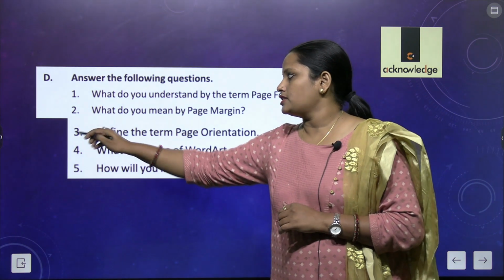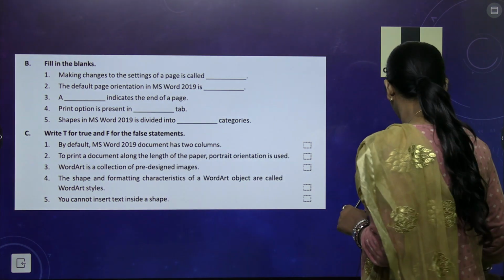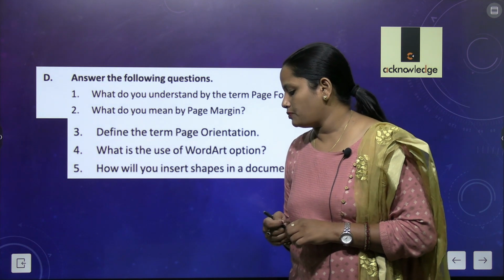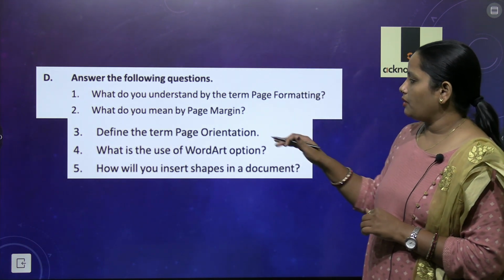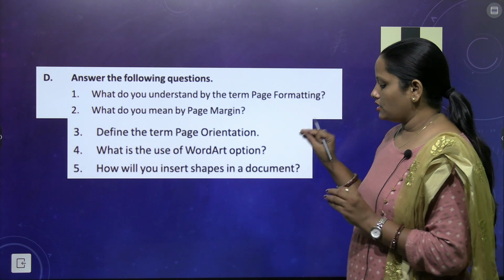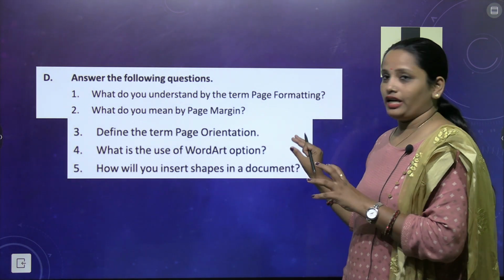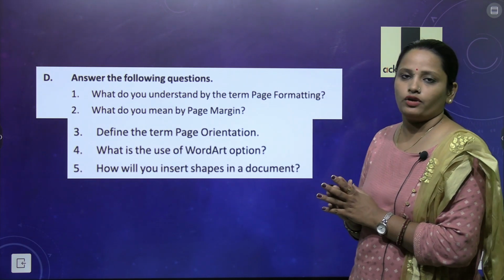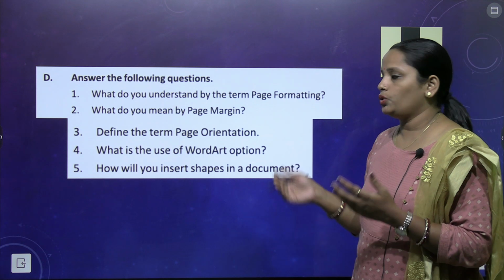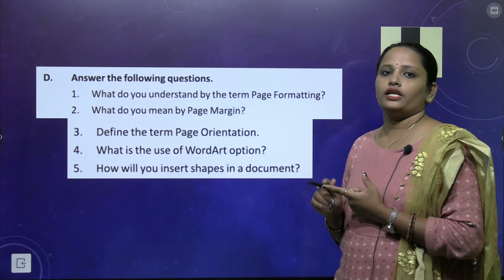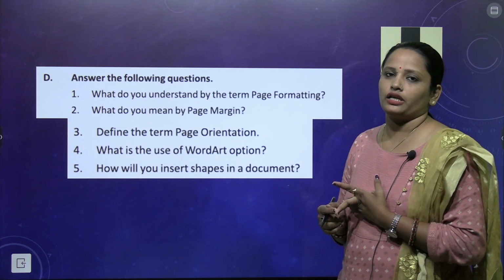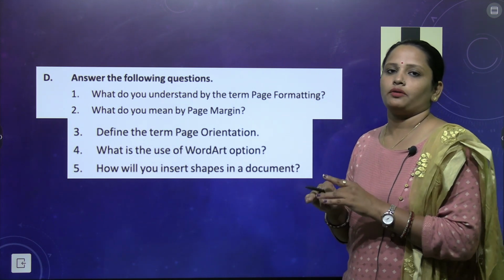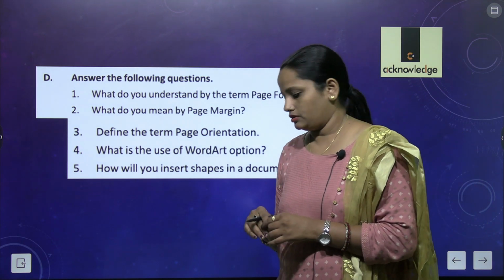Third question says, define the term page orientation. What is page orientation? Page orientation is the way in which we print the document. It is the look of the page in which we print the document. There are two types of page orientation. One is the landscape and the other one is the portrait. Portrait is the default page orientation already set by Word 2019.